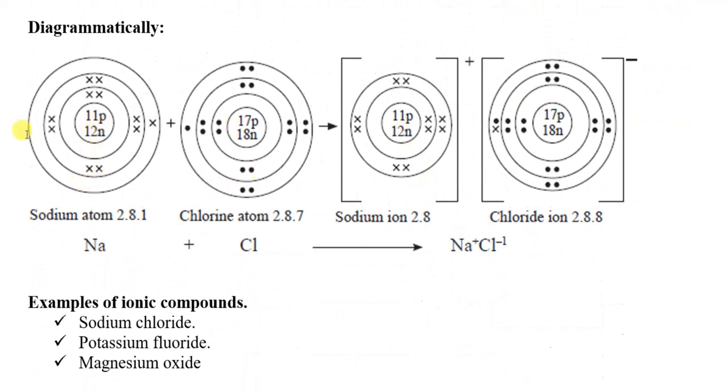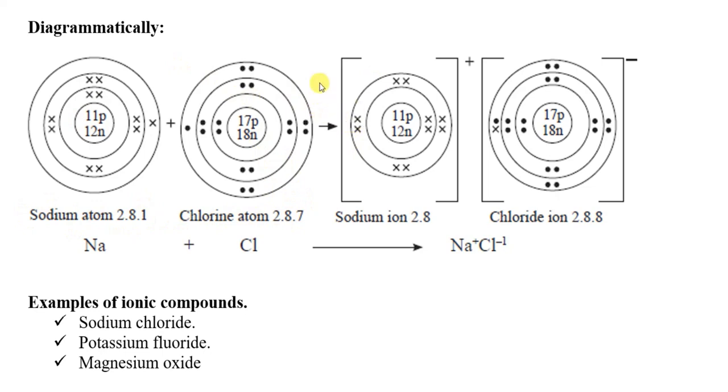For ionic bonding, a sodium atom has an electron configuration of 2,8,1. A chlorine atom has an electron configuration of 2,8,7. Chlorine needs 1 to be stable. Sodium would need 7, but it will lose 1. So sodium will lose 1, and the lost electron will be gained by chlorine to be stable.